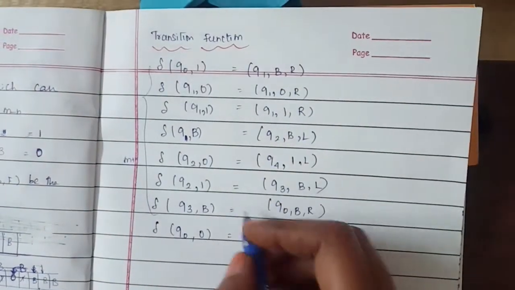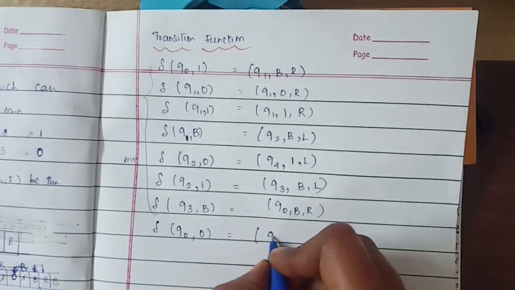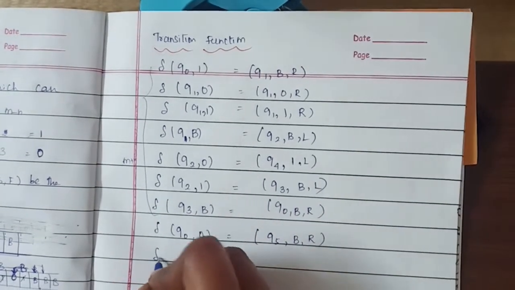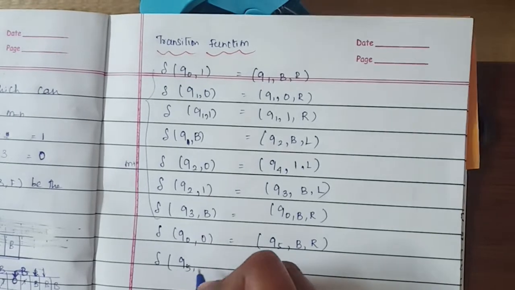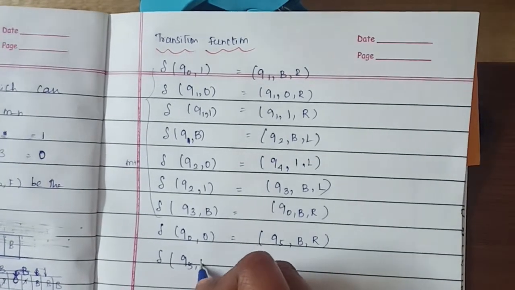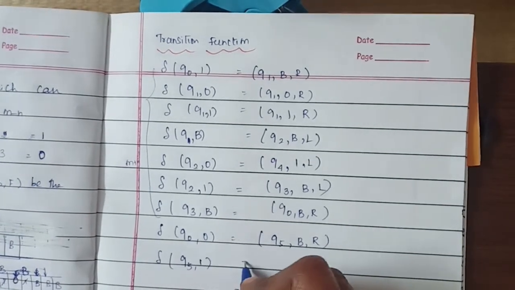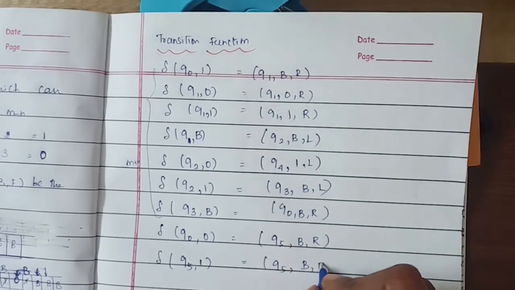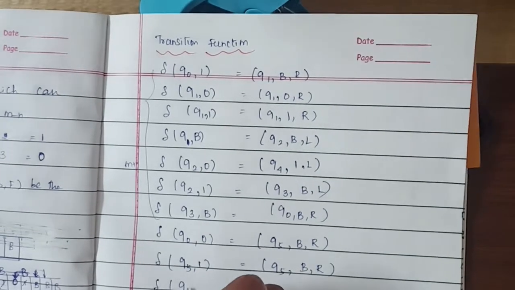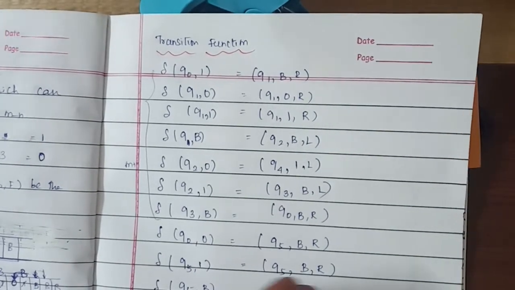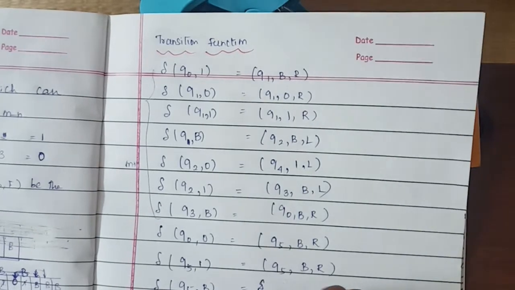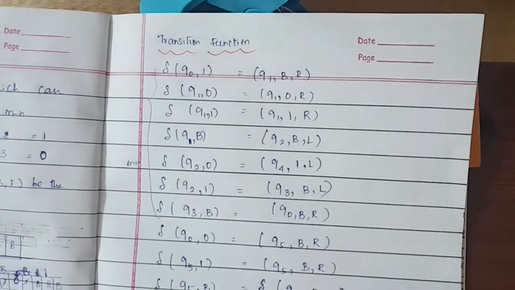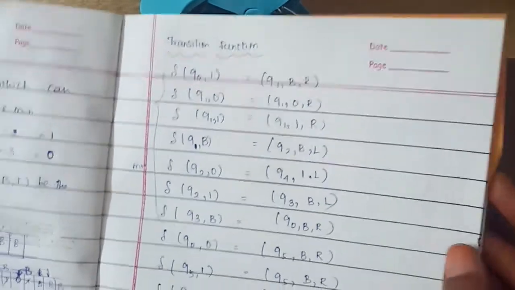So q0 on 0, we have q5, 0 replaced as b, and R. Then we have q5 on 1, so q5 itself, 1 is changed to the blank symbol and right. Then we have q5 on b, so just q6 and the blank symbol, and you go in the right direction.